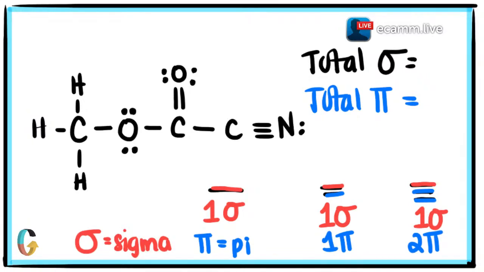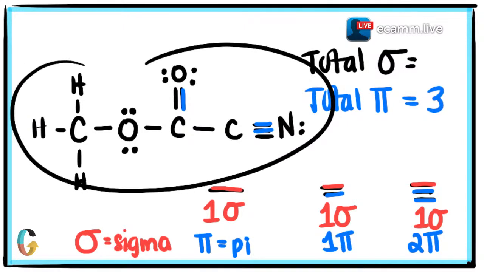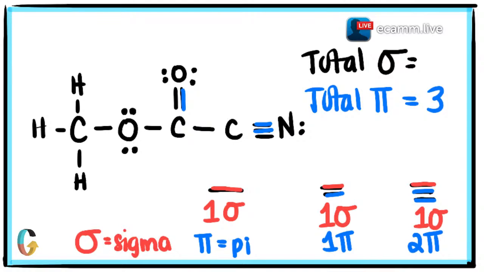Okay, Lexi says three. That's right. One, because you have one in the double, and two in the triple. There you go, Yara. So you got three. Perfect. Now, how many sigma bonds? What do you think? I'm counting it in my head.